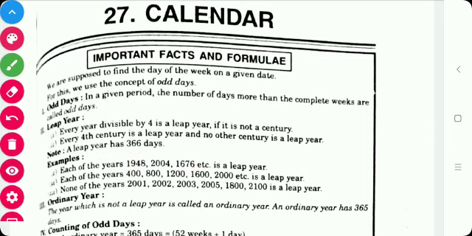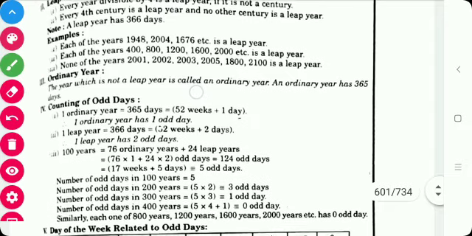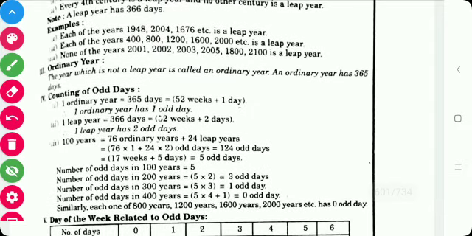Next is ordinary year. The year which is not a leap year is called an ordinary year, and an ordinary year has 365 days.